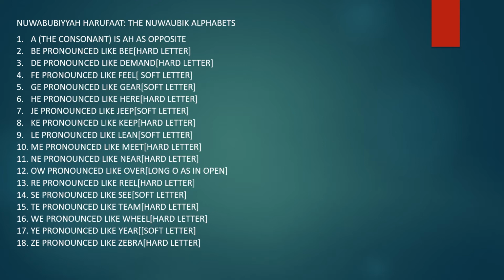So the 10th letter is the me letter, me. And it's pronounced like meet, as in to meet someone. The me letter is also hard. So when the A precedes it or comes after it, it is pronounced ma, unless you double the A. If you double the A to spell it M-A-A, then it's ma, longer. But M-A is ma, as in the Nuwaubik word for not.